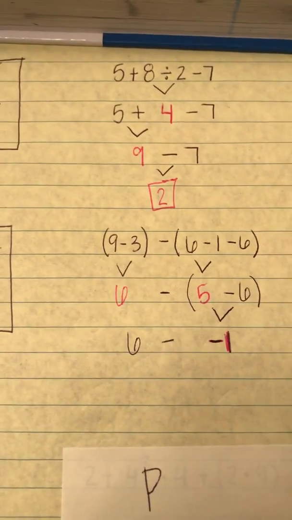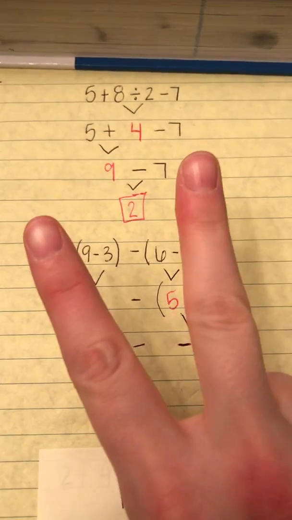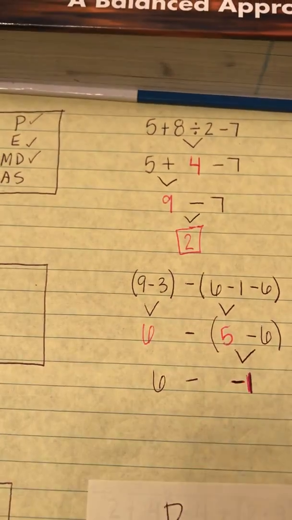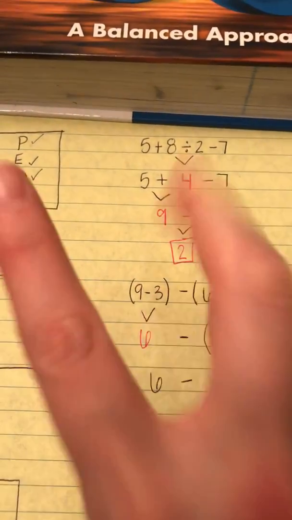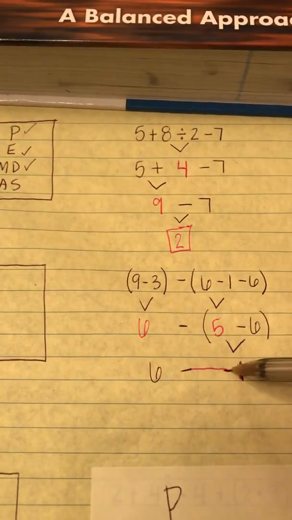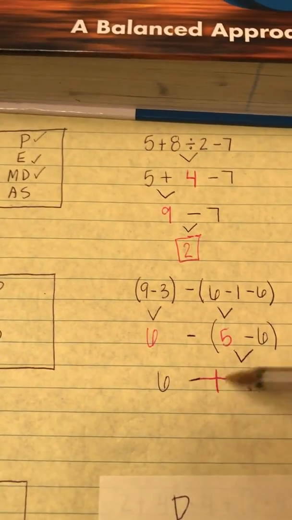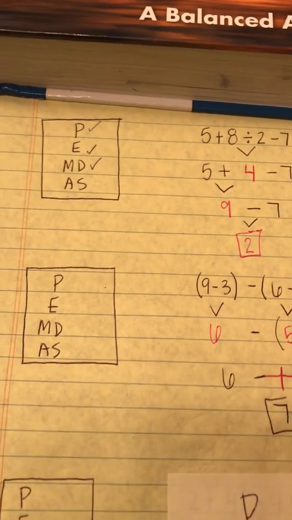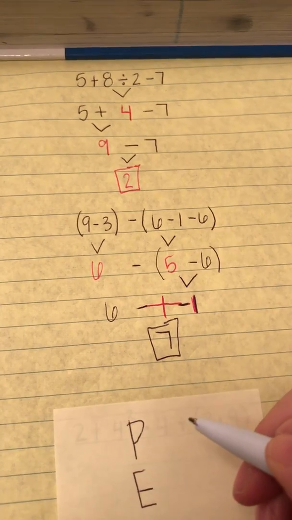Now, I like to think of this as a negative times a negative equals a positive. So I show my students this. We do it with our hands, but I'm just going to do it with my fingers. A negative times a negative is a positive. So now this becomes a giant addition. So 6 plus 1 is 7. So my final answer is going to be 7.